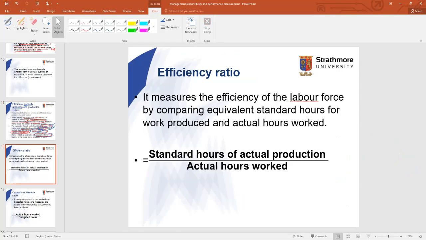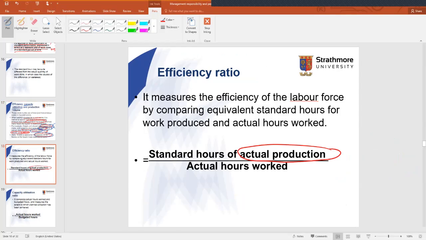Now the efficiency ratio, through the use of number of hours, simply compares the actual production versus the standard hours. Let me use the same example. If the plan was to produce 10,000 units, let me call this the budget. However, in the actual sense, the company in that month only produced 9,000 units. This is the actual production.